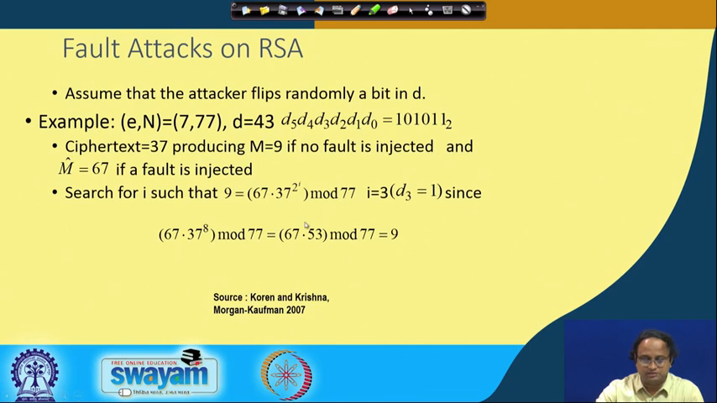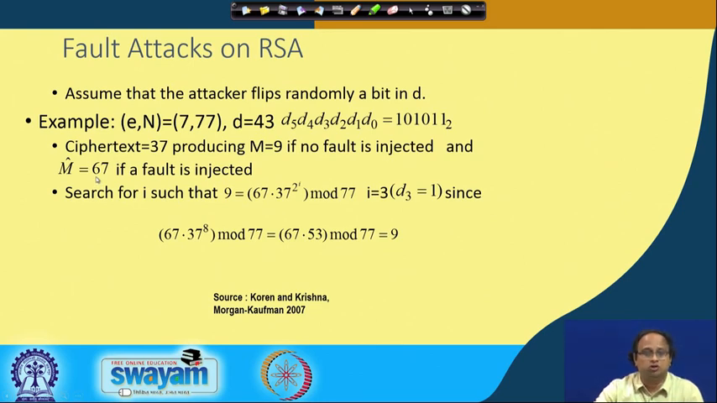Here is a simple example to show that, where a toy RSA has been taken. So, e is 7, N is suppose 77, which is a product of 7 and 11, two prime numbers, and suppose your exponent is d equal to 43, and therefore the corresponding key bit sequence is shown here. The ciphertext is say 37, which is producing m equal to 9 if there is no fault injected, and suppose there is an ith bit which has been flipped and you get 67 as your faulty output.